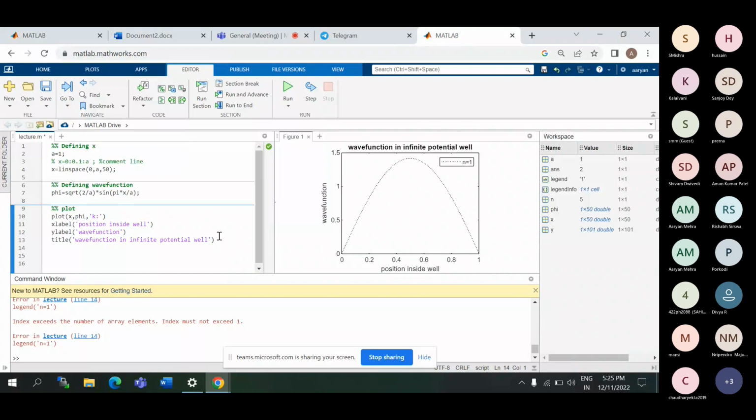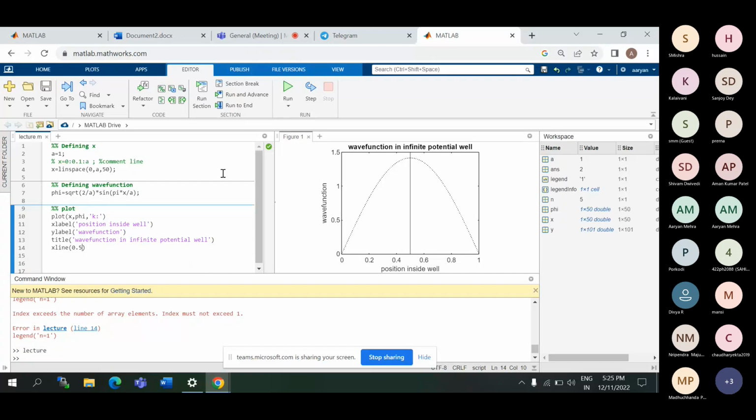So I say xline. I want to make a line at point 5 in the X direction. So now let's run it. You see there is a line in here. Can you see the line in here? The line came.